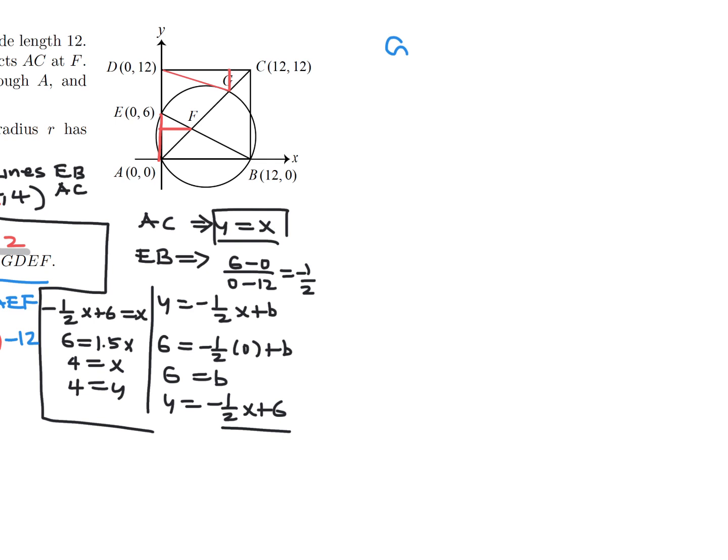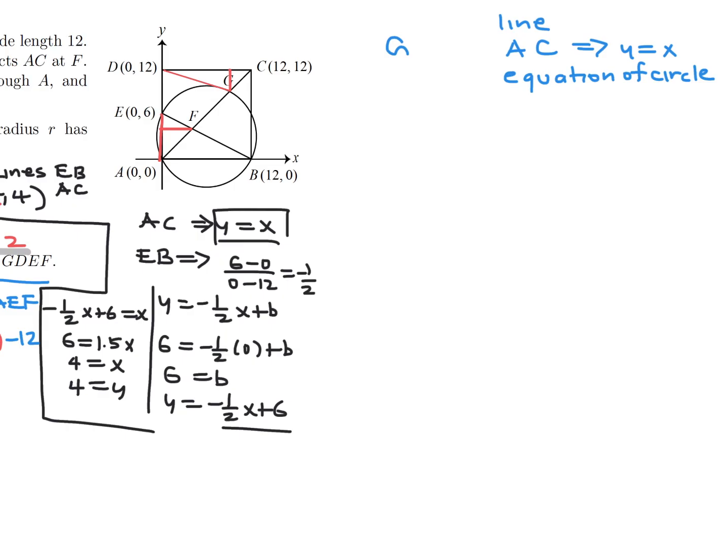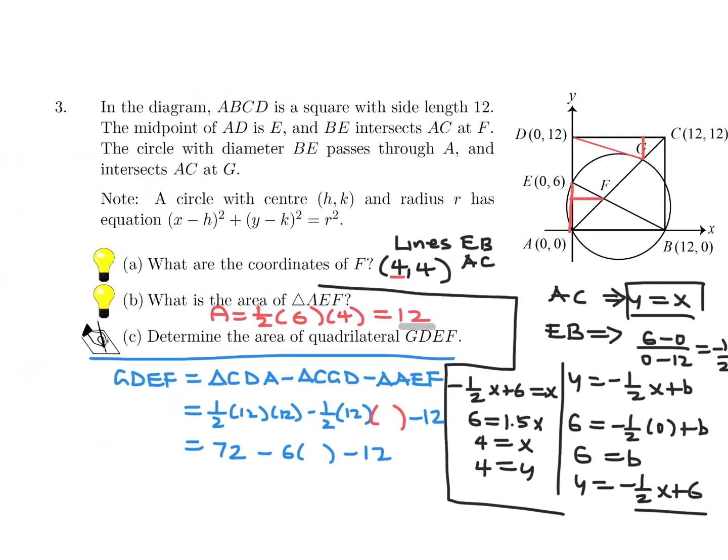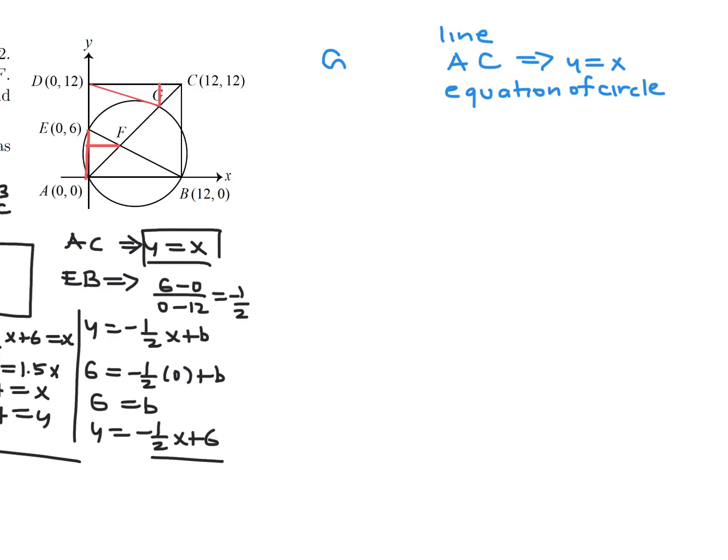And to figure out the coordinates of G, it is the intersection of that line AC and the equation of the circle. Correct? Yeah. Okay, well, line AC is y equals x. That one actually we did previously. Now I have to figure out the equation of the circle. Okay. I got it. And there's something that they mentioned in this question that's very important. The circle with diameter BE. So BE is the diameter. That's actually a very important point. Because since BE is the diameter, the midpoint of that would be the center of the circle. Correct?